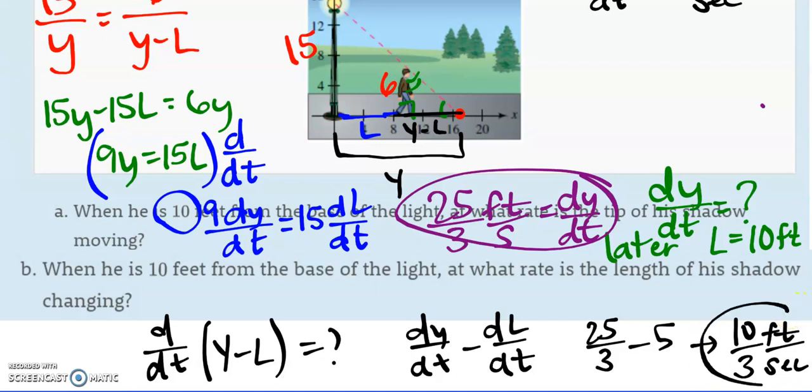If you got to the 10 thirds and you got to the 25 thirds, you're fine. Whatever you're doing and how you thought about it and how you related your variables using geometry is totally fine. You don't have to take the same labels that I chose.